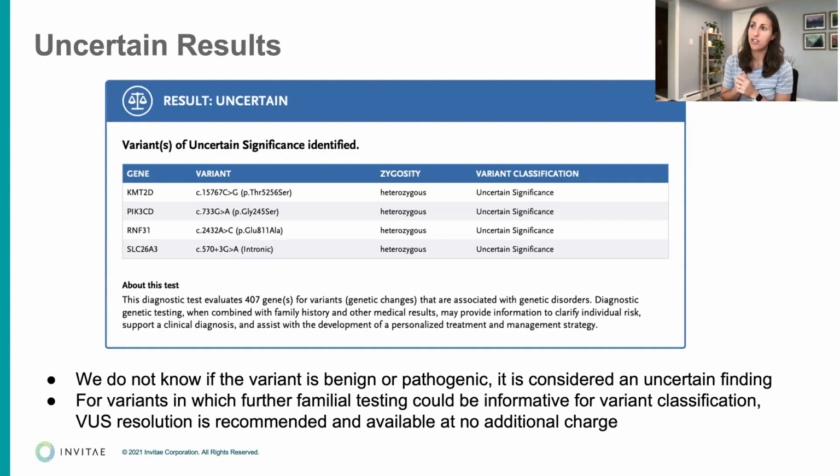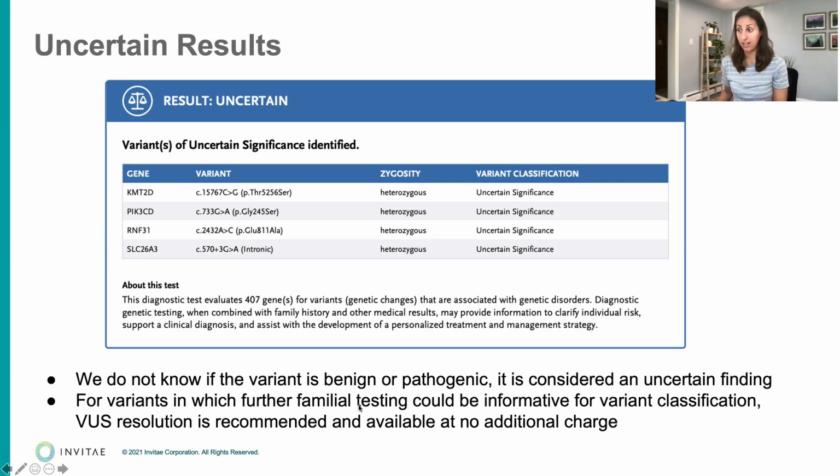Lastly, here's the uncertain results finding. So this is where we found variants, but again, we couldn't decide, we didn't have enough evidence to decide if they're pathogenic or benign. So we'll list the variants, we'll provide that same information, but often in these reports, we'll talk about if there's things we can do to resolve this variant.